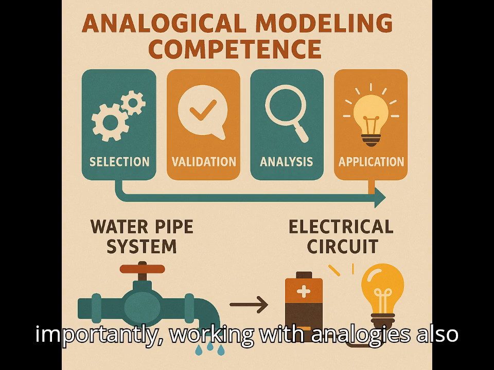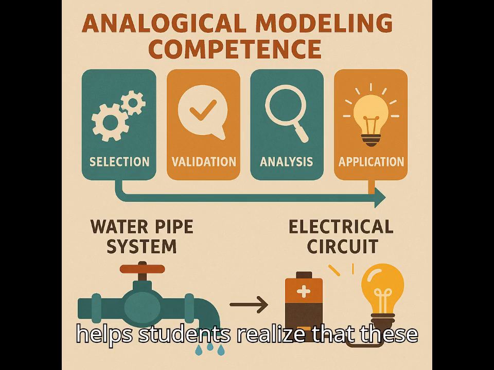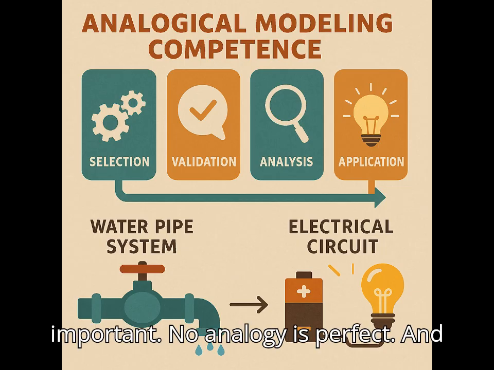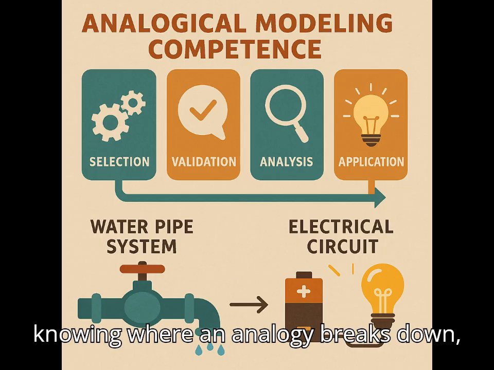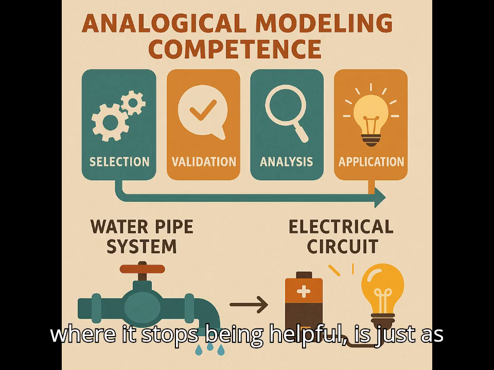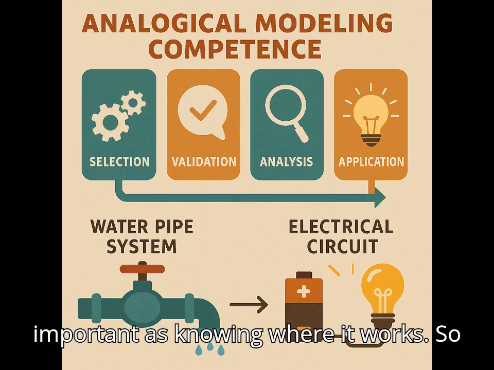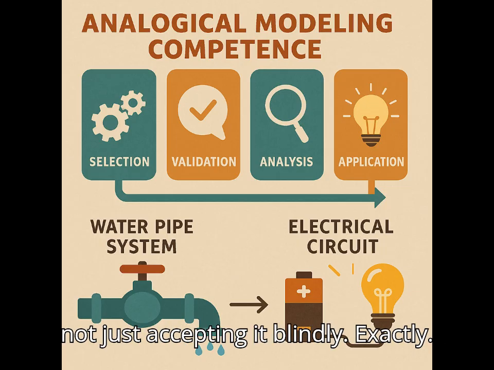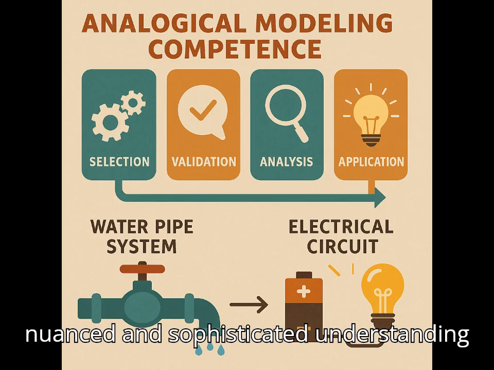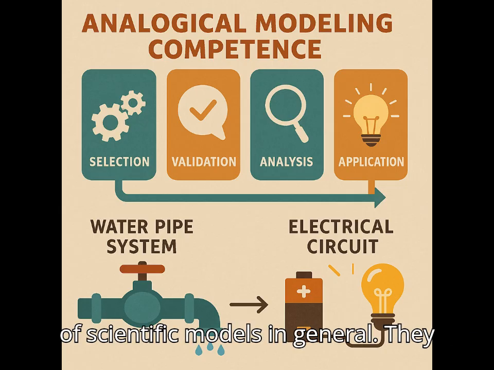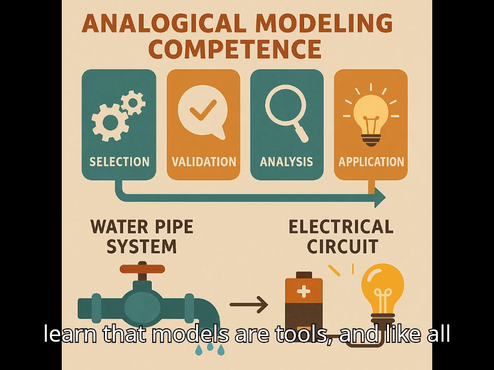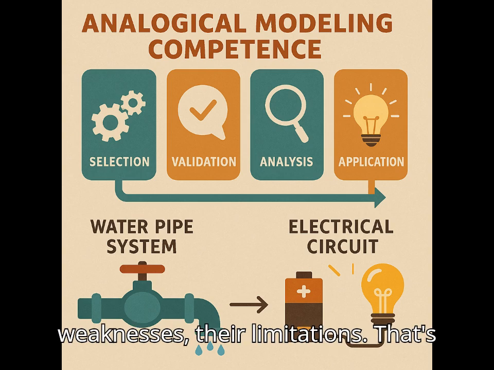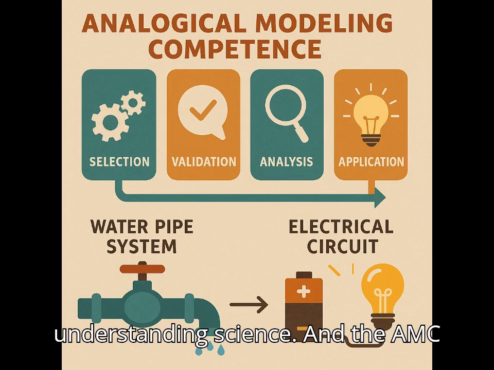Yeah. But importantly, working with analogies also helps students realize that these comparisons have their limits, they're not perfect. Oh, that's so important. No analogy is perfect, and knowing where an analogy breaks down, where it stops being helpful, is just as important as knowing where it works. So it's about being critical of the analogy, not just accepting it blindly. Exactly. And this helps students develop a more nuanced and sophisticated understanding of scientific models in general. They learn that models are tools, and like all tools, they have their strengths and weaknesses, their limitations. That's such an important takeaway for understanding science.